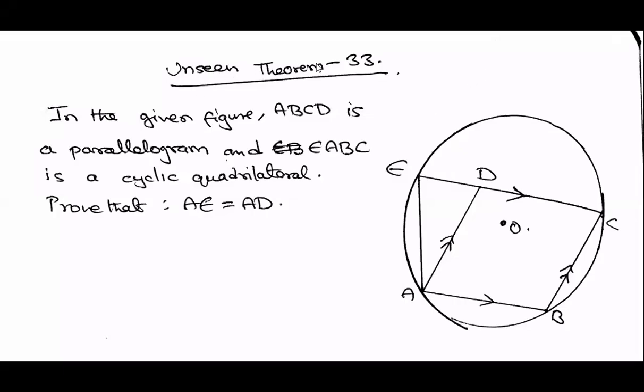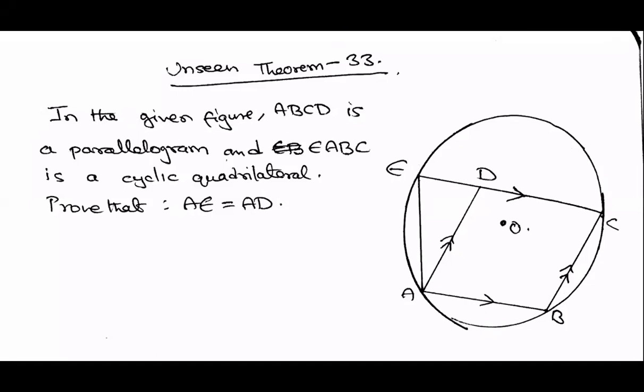So, on theorem number 33, we will try to do up to 36: 33, 34, 35, 36. That means four theorems we are going to do today. In the given figure, this type of question has also come once or twice in your SLC examination. ABCD is a parallelogram, so the simple theorem is this one. You can see a figure over here.